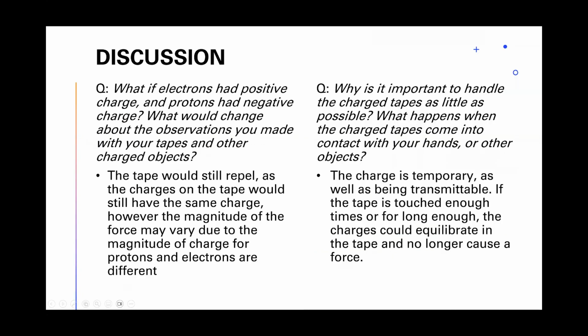For our discussion, we'll have our what-if questions. The first one being: what if electrons had positive charge and protons had negative charge? The answer would be that tapes would still repel, as the charges would still be the same. However, the magnitude of the force may vary, as the electric charge of an electron and proton have different magnitudes, so this might account for some difference.